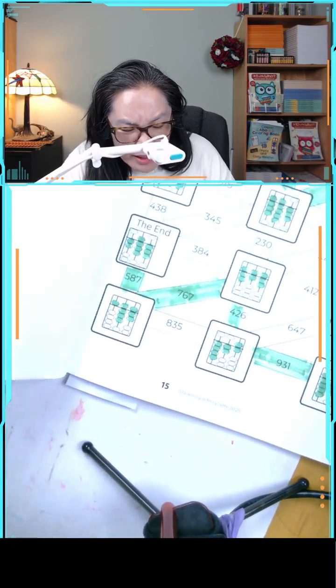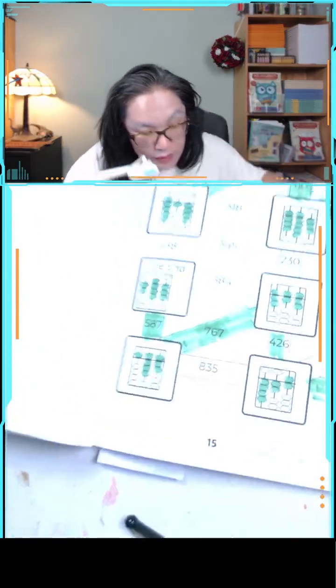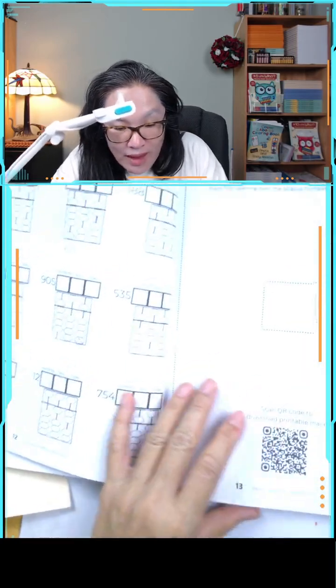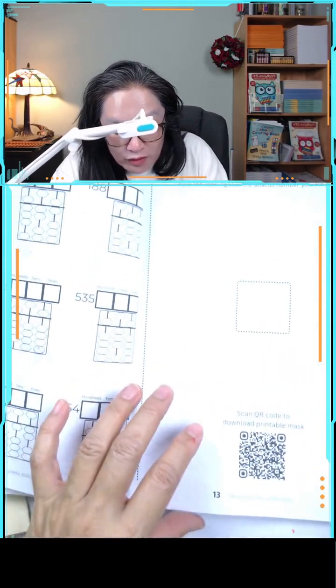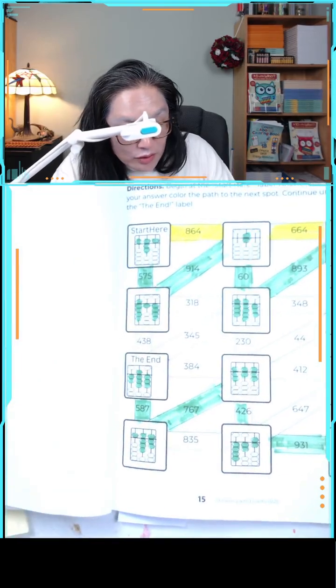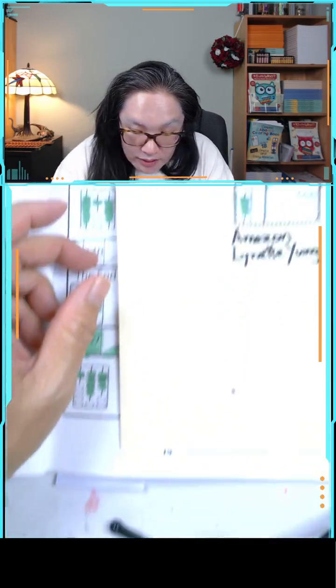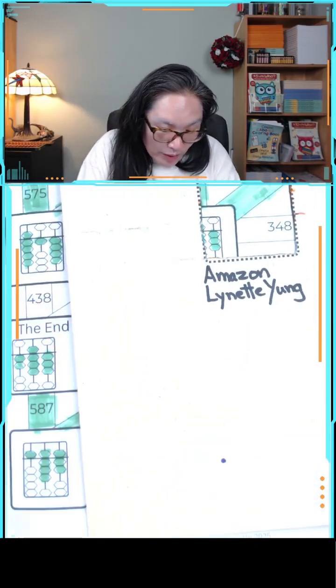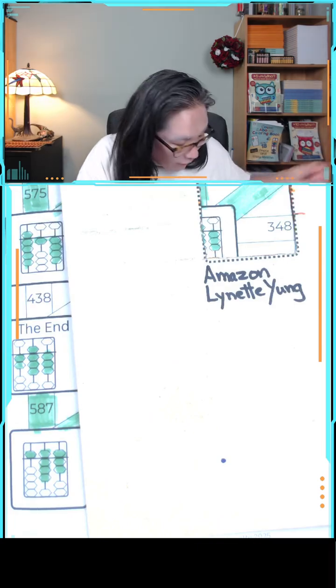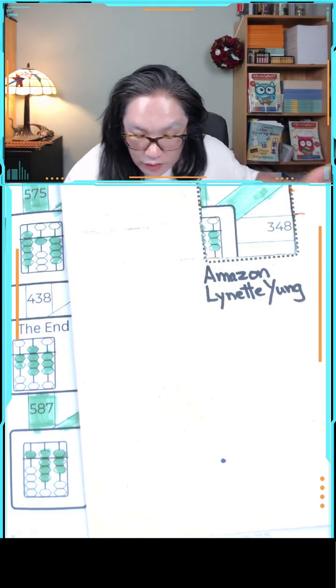The problem is you're able to see the answer because the answers are on the path, right? So I give you the opportunity to use a mask maze. If you don't like the paper that it comes with, I do provide you a downloadable one. You just have to download it, and you can print it on any sort of paper that you like. I used a file folder. You can use some sort of cardstock or even construction paper.